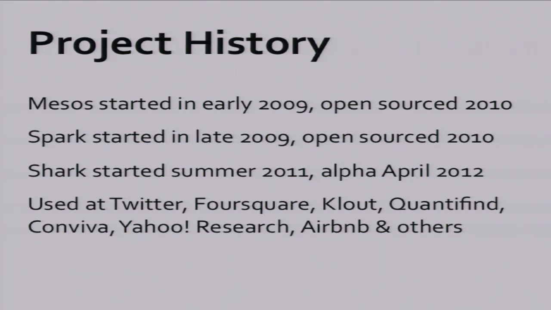Over these next 2 days, you are going to hear mainly about 3 projects: Mesos, Spark, and Shark. These are three key components of our data stack today. Mesos and Spark, we started in 2009 and open sourced in 2010. Shark started last year, and we had an alpha release earlier this year.